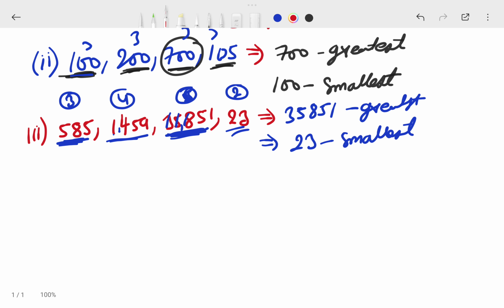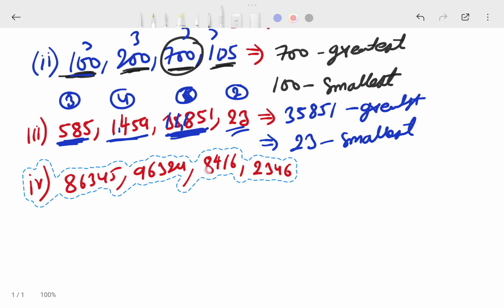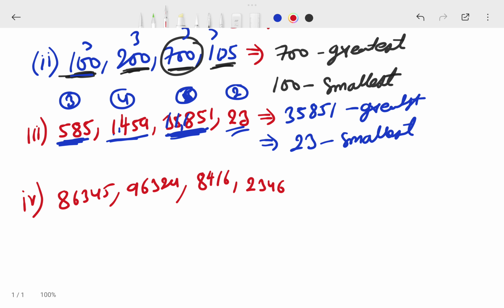Now let me tell you, let's suppose we have done that. Let's suppose this is my example: 86345. Now this is 96324. Now this is 8416. Now this is given 2346. Generally, I take this question.